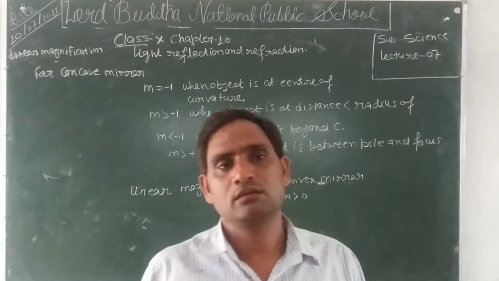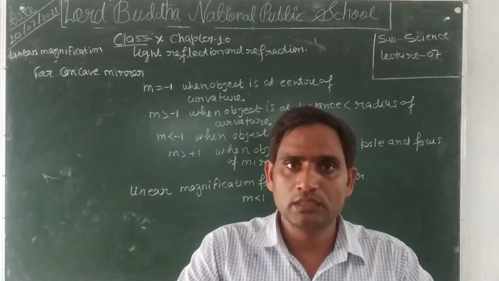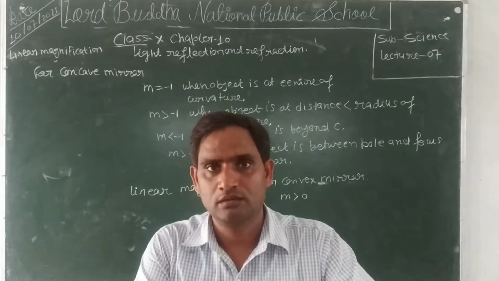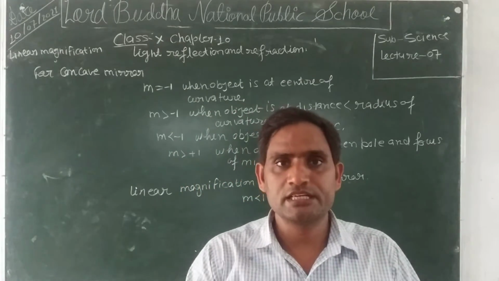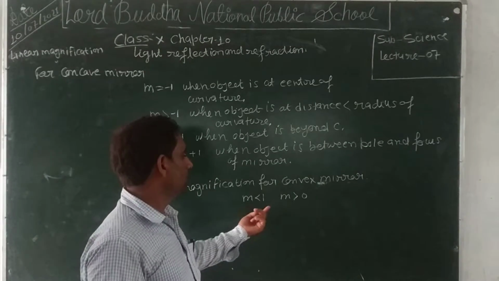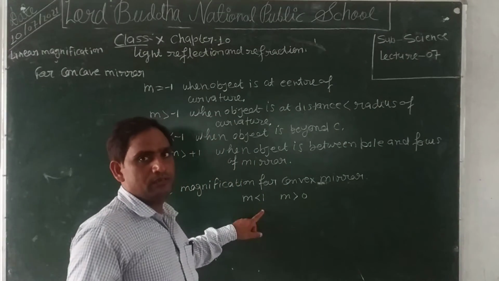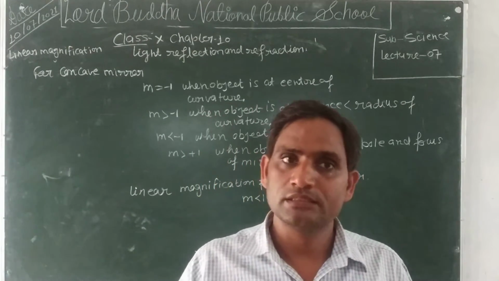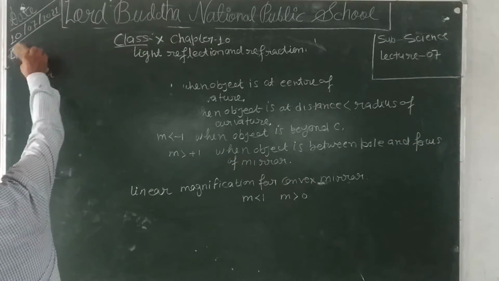Now we will discuss linear magnification for convex mirror. As we know, the image formed by a convex mirror is always virtual, erect and diminished, meaning smaller than the object. In that case, the linear magnification will be less than 1 and greater than 0, meaning the value of linear magnification is positive, and a positive value is always greater than 0. Clear? Now, we discuss some numerical problems.